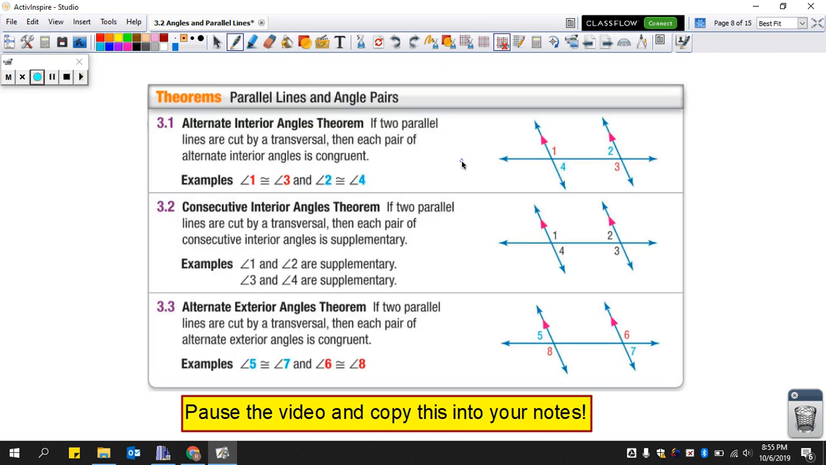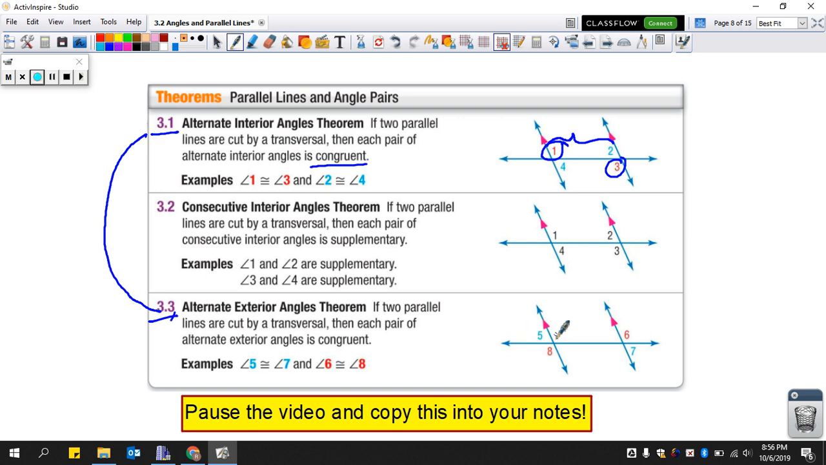All right, so some more theorems that you guys are going to need to copy down. I'm going to talk about 3.1 and 3.3 first because they're related. Okay, the 3.1 alternate interior angles. Remember, alternate interior angles are angles that are between the two parallel sides. They're on the interior between the two parallel lines, and they're on opposite sides of the transversal. So alternate interior angles are congruent.